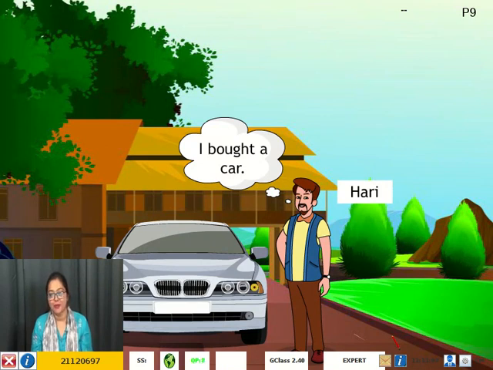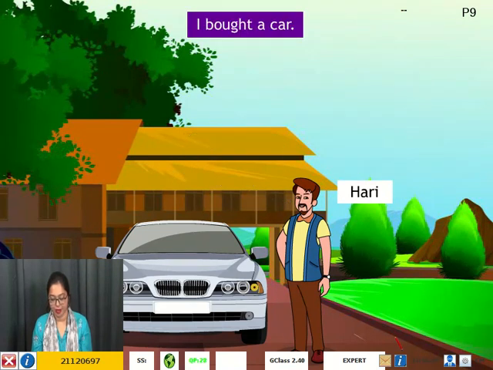Now on your screen you see a beautiful car and greenery everywhere and a man standing in front of the car. Now what is the name of the man? Yes, the name of the man is Hari. So see here what Hari is saying. Hari is saying, I bought a car. So the sentence is, I bought a car. Now I bought a car is in direct speech, the exact words of what Hari has said.